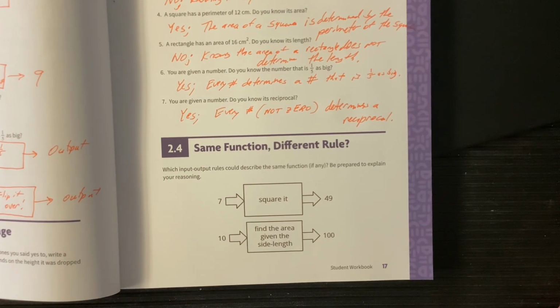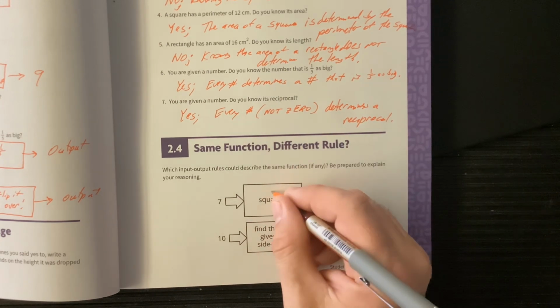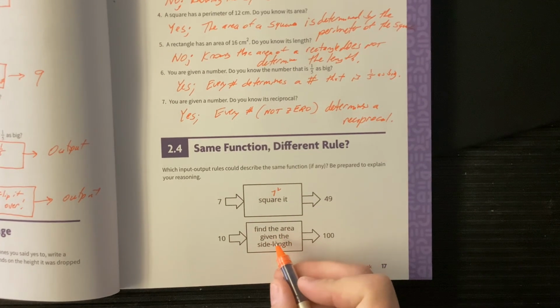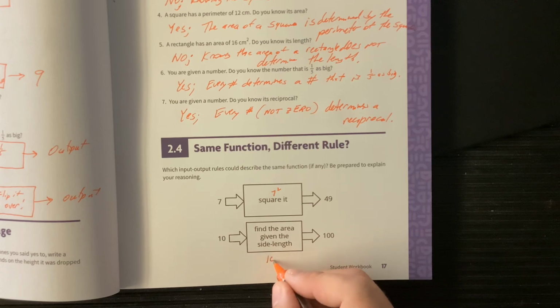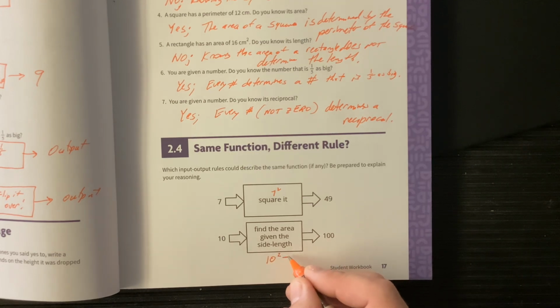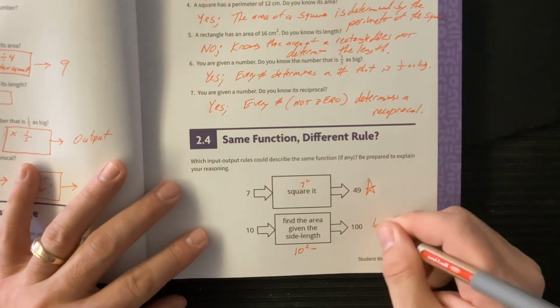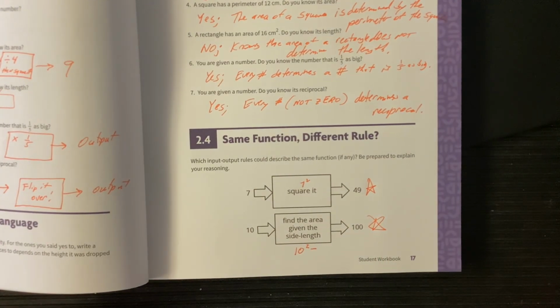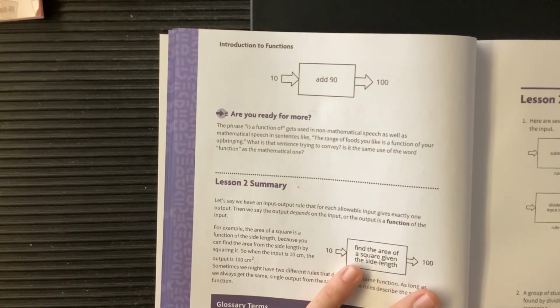All right, next one. Which ones are describing the same thing? 7 squared, right? 7 squared, you get 49. Find the area of a given side length. Okay, so 10 times what would give you 100? That'd be 10 squared. And 10 plus 90 to get 100. So which ones are the same? Well, of course, it's the 2 that are squaring it. Both of those are squaring it. 7 squared to give you 49, 10 squared to give you 100. This one, you're just adding.